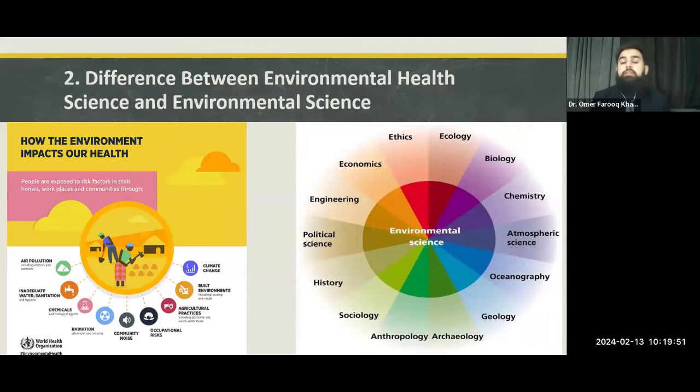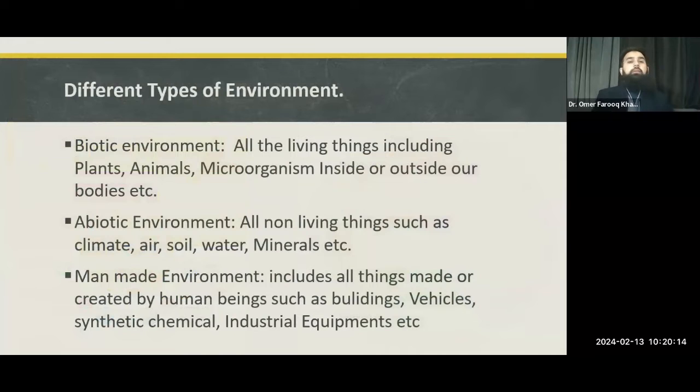So all of these sciences come under the umbrella of environmental science, while environmental health science covers the impact of environmental factors on human health. I hope everyone got this concept clear, because this concept is very, very important when we are moving ahead. Then we start talking about what environment is. Now, basically, our actual topic is starting from here.